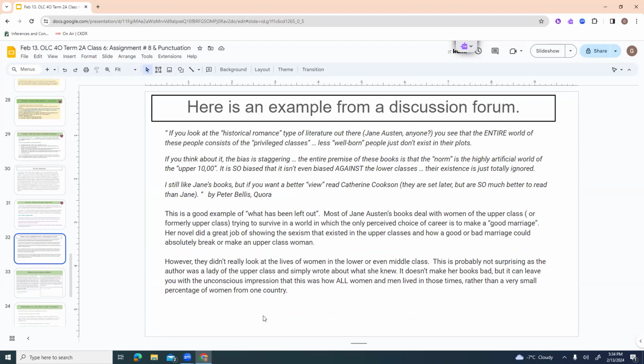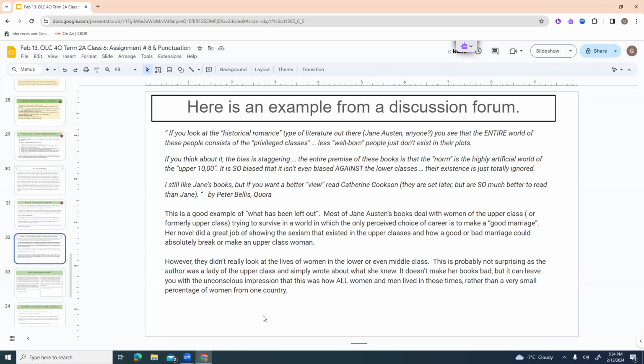She's kind of a writer from several hundred years ago in England, writing about marriage and its effects on women and how the need to get married kind of affects everything. If you look at the historical romance type of literature out there, he means historical as in written a long time ago, you see the entire world of these people consists of the privileged classes. Less well-born people often just don't even exist in their plots. If you think about it, the bias is staggering.